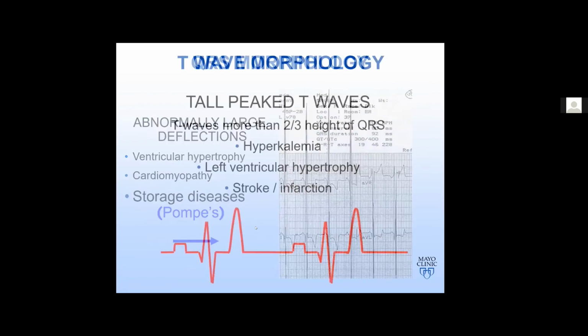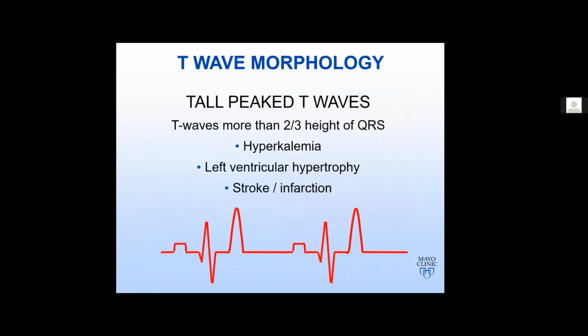So we always get questions about T waves. What is too much for a T wave? Well, if you have big QRSs, you will have big T waves. That's a normal thing. But abnormally peaked T waves, or T waves that are more than 2/3 of the height of the QRS, you can see that in hyperkalemia, left ventricular hypertrophy, or stroke or infarction. When we say pointed or peaked T waves, it doesn't mean little spiky things, okay?